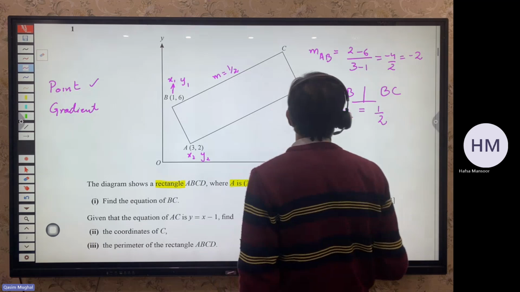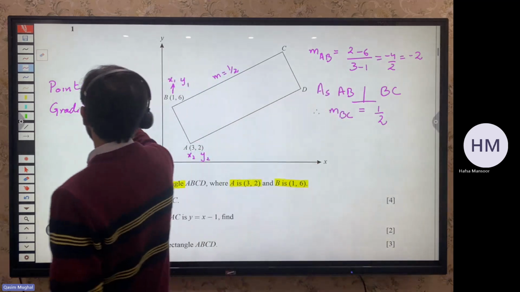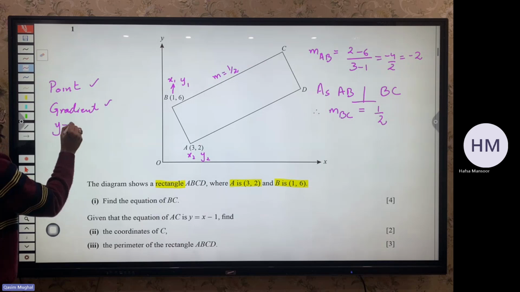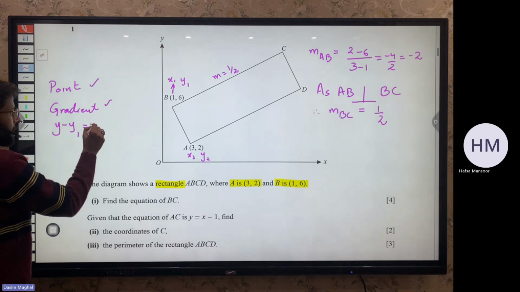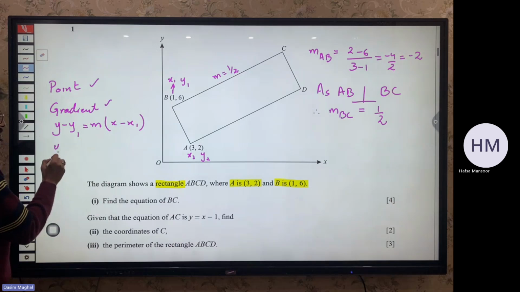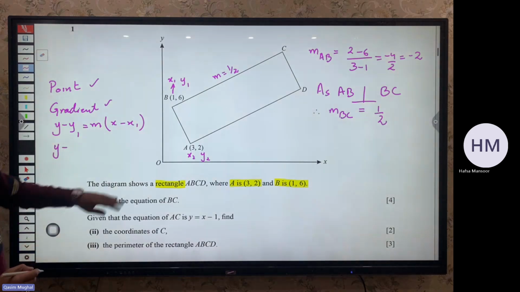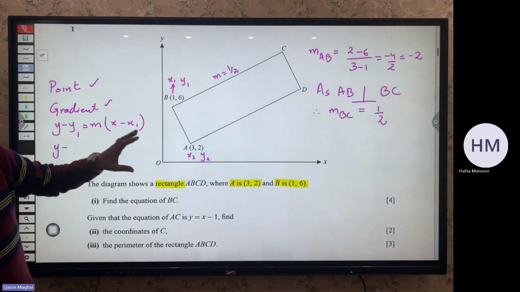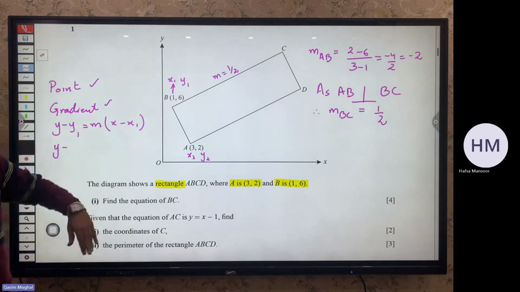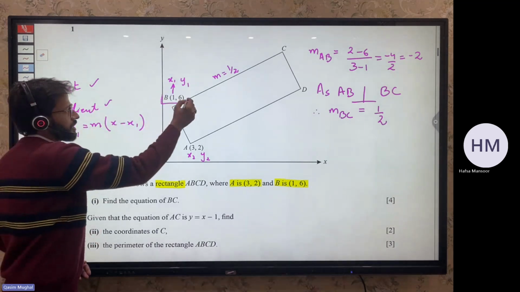Now let's just work out the equation. We have a point and we have the gradient as well. So the formula was y minus y1 equals m into x minus x1. Now in y1 you need to put the y coordinate of the point through which the line BC is passing, which in this case is the point B.